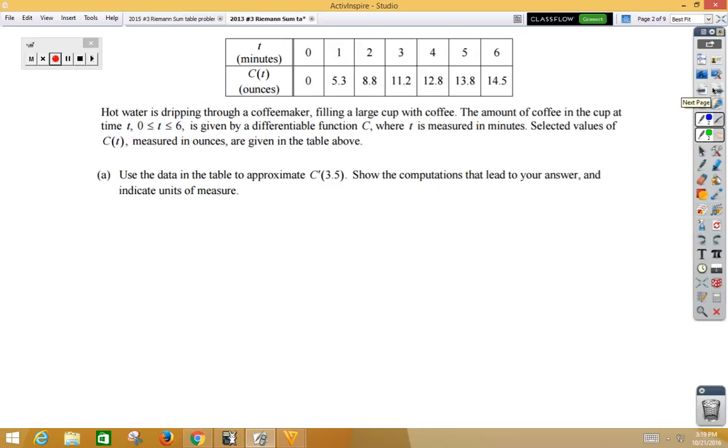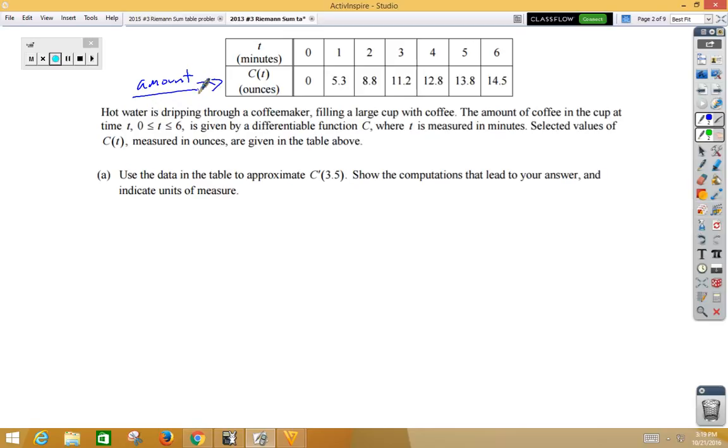So we've got hot water dripping through a coffee maker to fill a large cup with coffee. The amount of coffee in the cup is given by the differential equation. So this is an amount, so let's keep in mind that it's an amount.